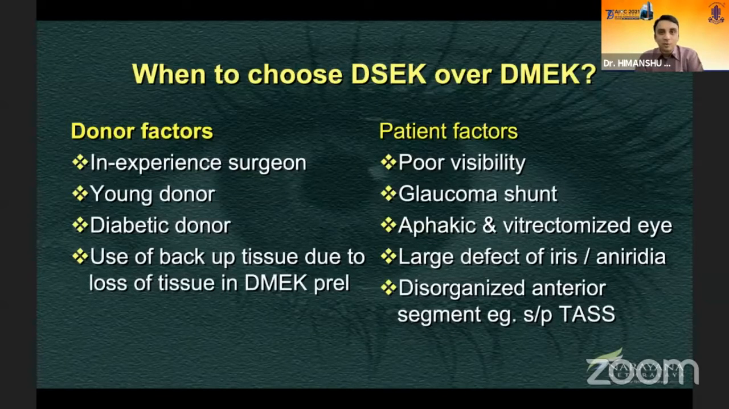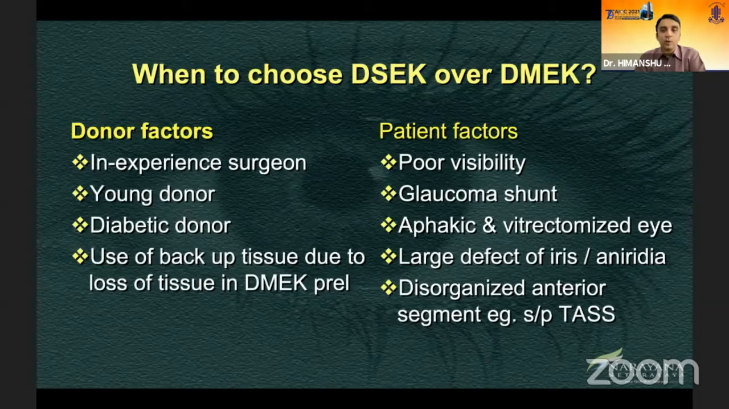But when we talk about mortal souls like us, we have to think about where we want to do DSEK and where we can go with DMEK. Now, there are certain donor factors and certain patient factors which would help us decide when to do DSEK or DMEK. The donor factor: if the surgeon is not very experienced in tissue preparation or DMEK graft preparation, which can sometimes be tricky, or if the donor is very young, then DMEK becomes really difficult. Old diabetic cases can also have very sticky DM, and it can be difficult.